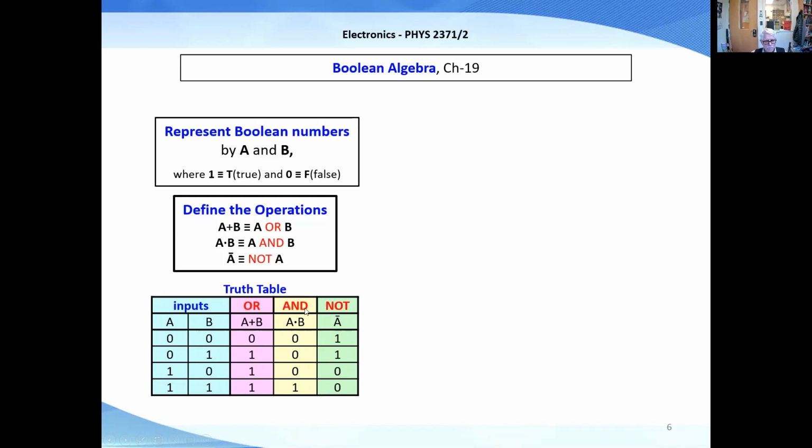An and, which is like multiplication, says you have to have both A and B equal to 1 before you can get a 1. Otherwise, you get a 0. And of course, a not is just the opposite of A. Not A is just the opposite of A.